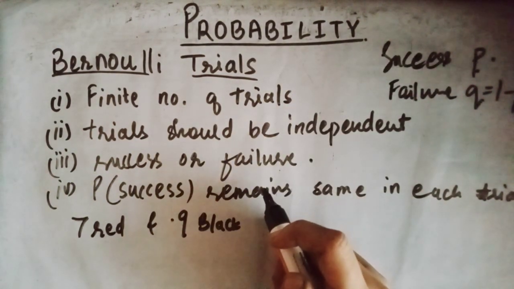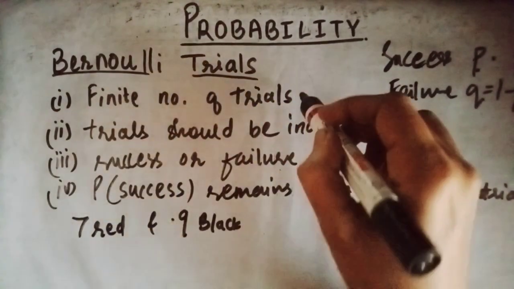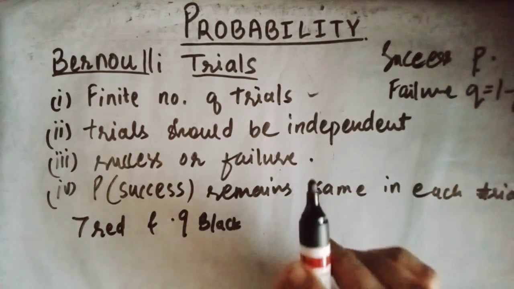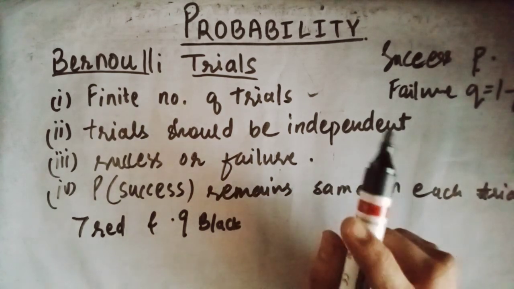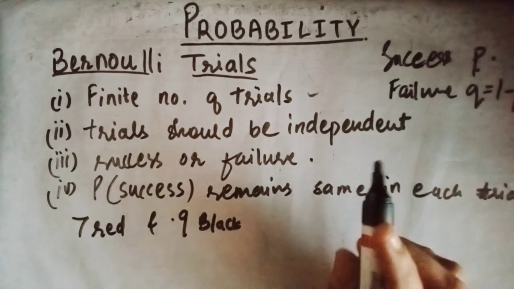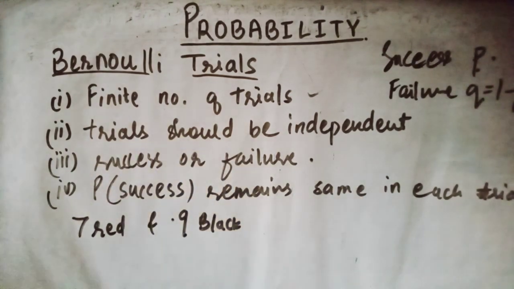So they have given what? 6 balls are drawn successively. So it is a finite number of trials. This is done. Now we are doing the experiment with replacement.